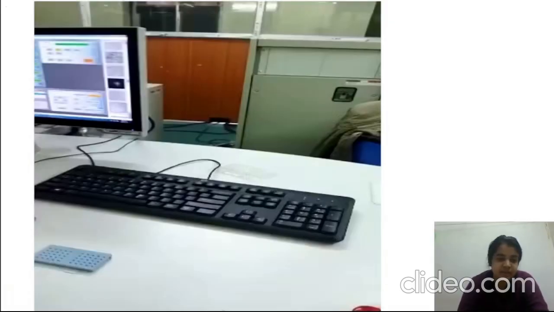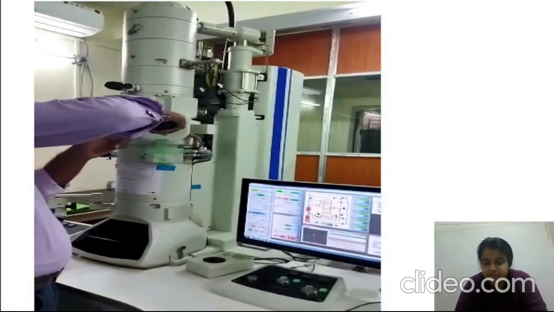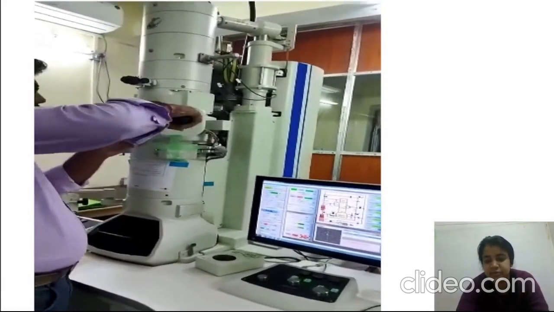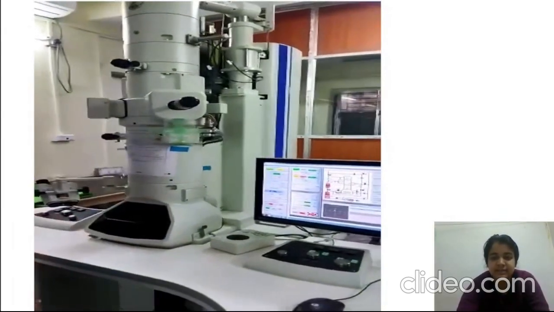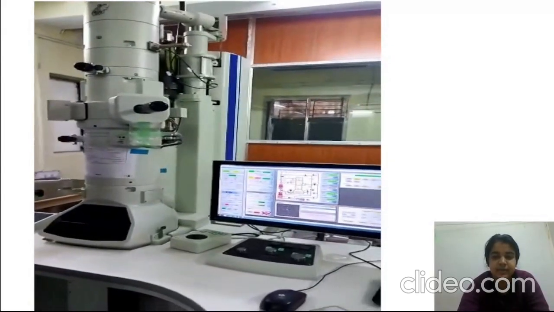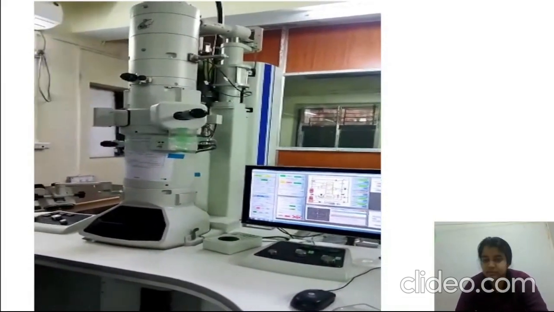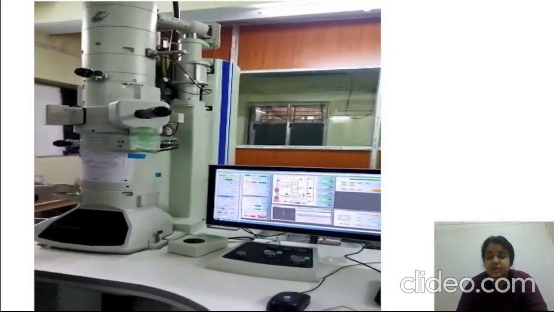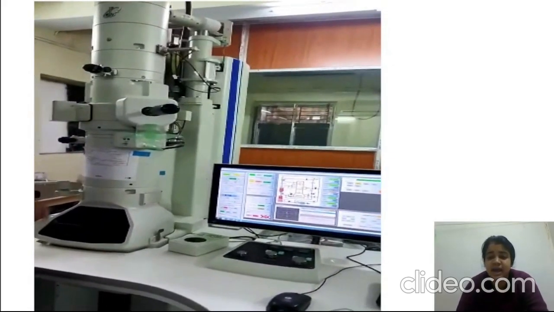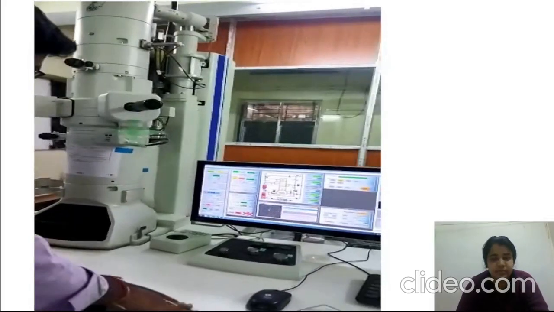right? Now, for the TEM study, basically a beam of electrons is used, and in this TEM study we can use two modes. One is the transmission mode and the other is the diffraction mode. To measure the particle size, we can use the transmission mode. And for understanding the nature of the sample, that means whether the sample is crystalline or amorphous, we can use the diffraction mode.